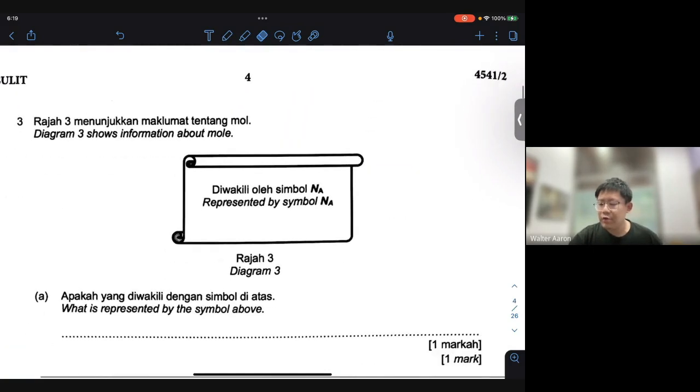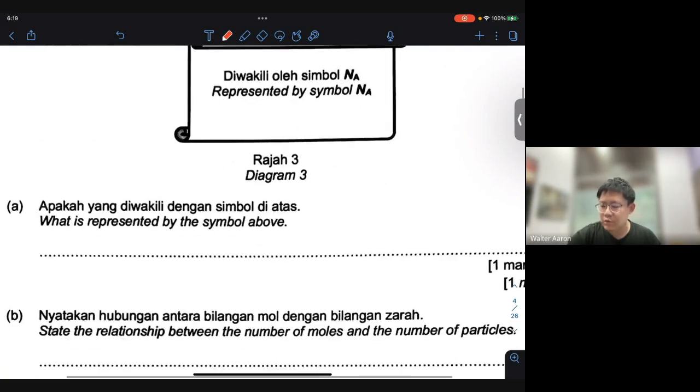Right, number 3. Diagram 3 shows the information of the mole represented by the symbol of Na. What is represented by the symbol above? This Na symbol actually signifies Avogadro's constant. So you can put here Avogadro constant.